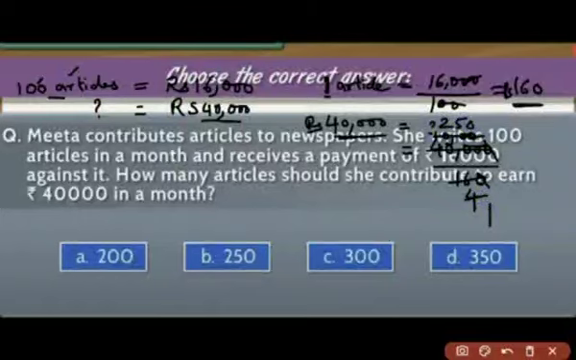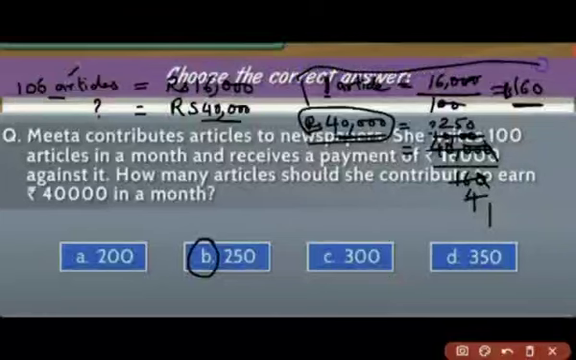So to get 40,000 per month, she should write how many articles? 250 articles. Okay, so this was the unitary method. We first found the cost of one article and then found how many articles she needs to write for 40,000 rupees per month.